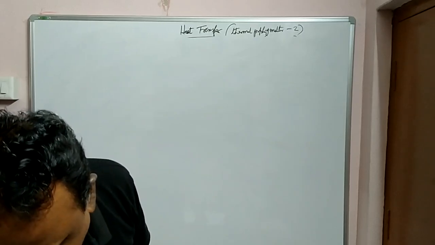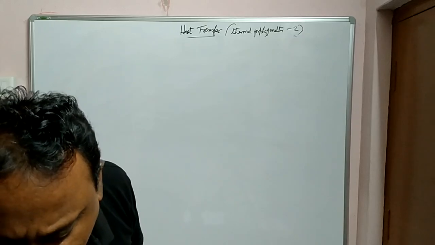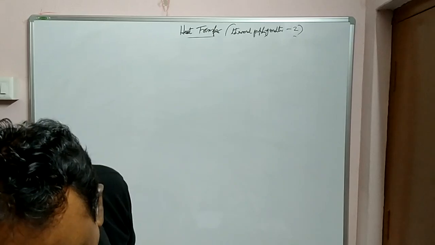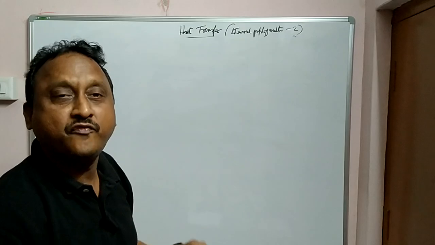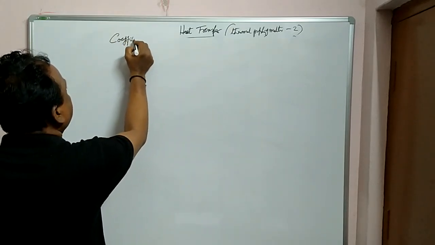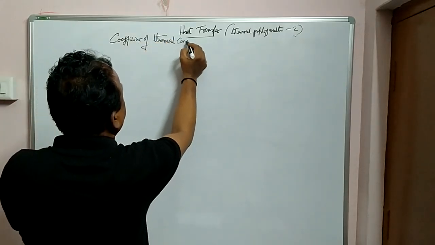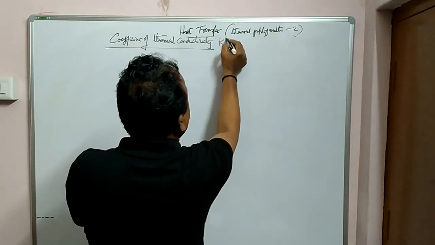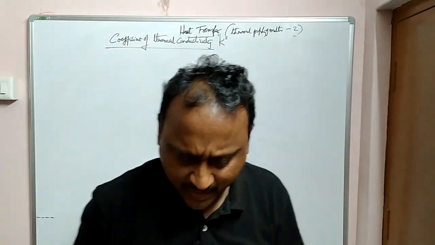Now let us go still further to understand in a better manner. Okay. Now the next concept is called coefficient of thermal conductivity. This is generally written as K. Let us try to understand what is meant by coefficient of thermal conductivity.